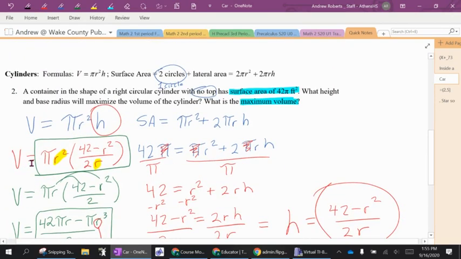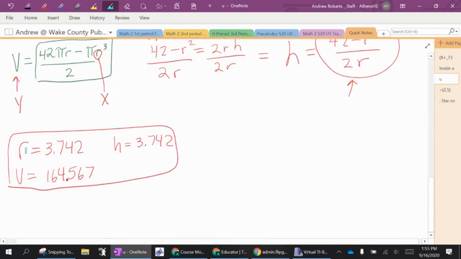Okay, so there are my dimensions and all that fun stuff. The question asks us what height and base radius will maximize the volume. So we found those two. And then what is the maximum volume? Well, that's what we found. These values here are the values that will maximize the volume inside of our cylinder.